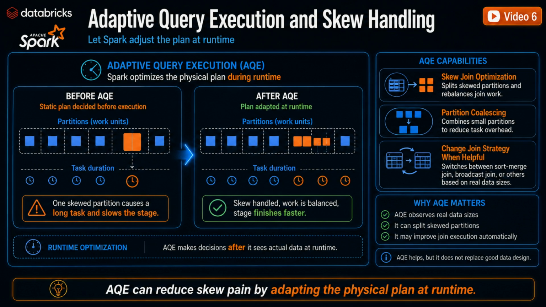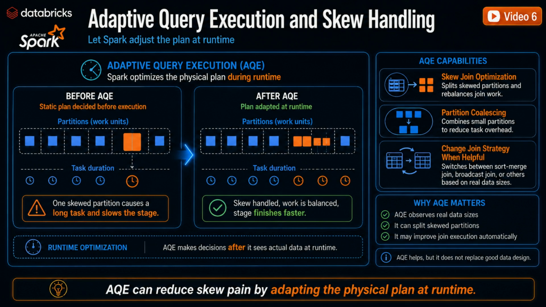Adaptive query execution, also called AQE, allows Spark to adjust the physical plan during runtime. Before AQE, Spark starts with a plan based on estimates. But at runtime, Spark can observe the real size of the data and adjust the plan. For skew handling, AQE can help split skewed partitions and rebalance some join work.